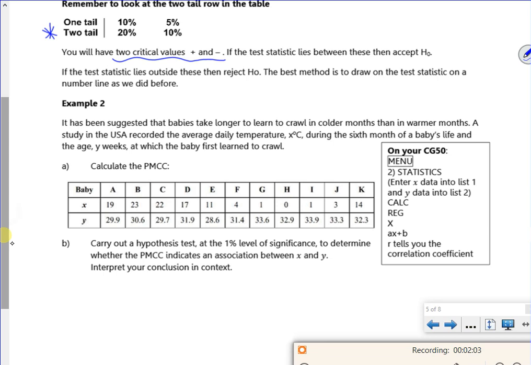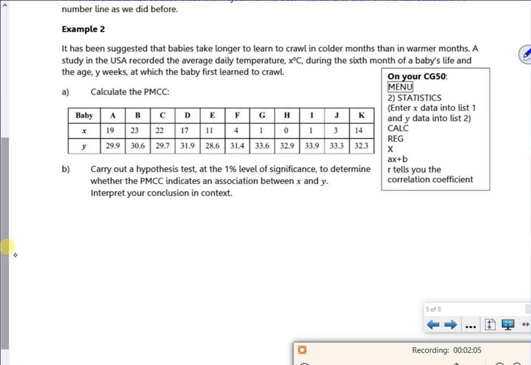Right, let's have a look at this second example then. It says it's been suggested that babies take longer to learn to crawl in the colder months than in the warmer months. So we've got a study in the USA that recorded the average daily temperature. You've got to be really clear what this is: average daily temperature and the age that they start walking at.